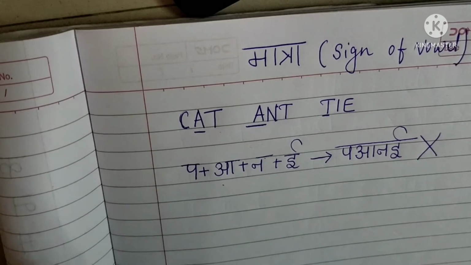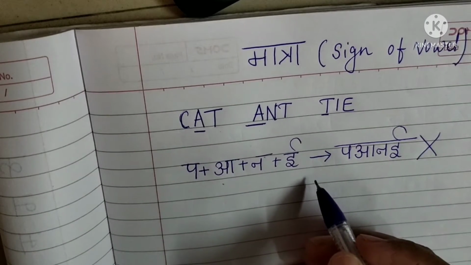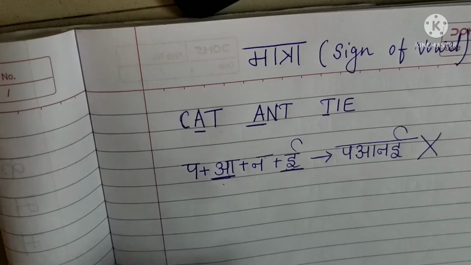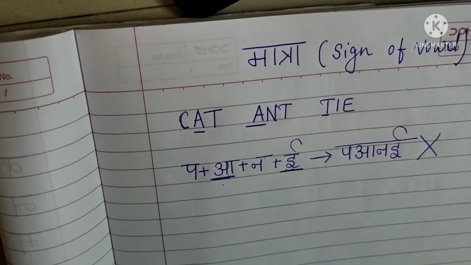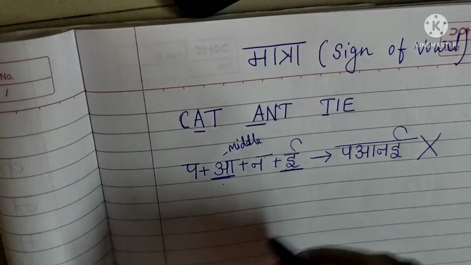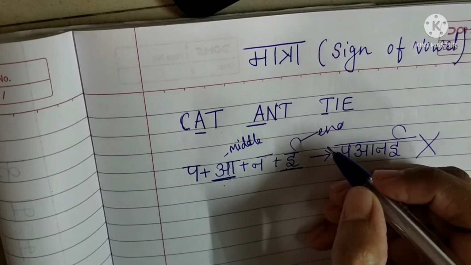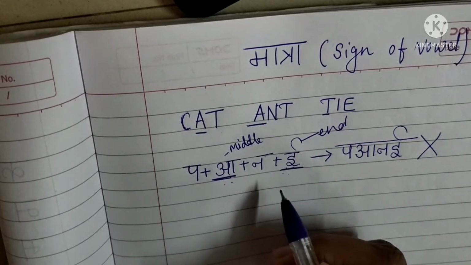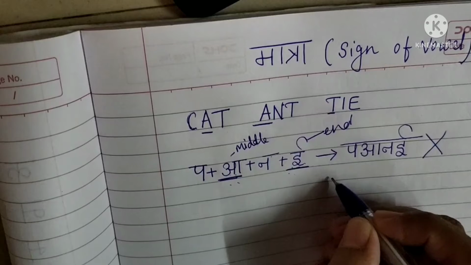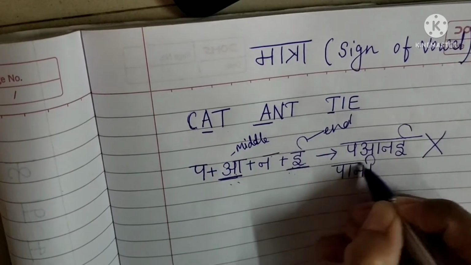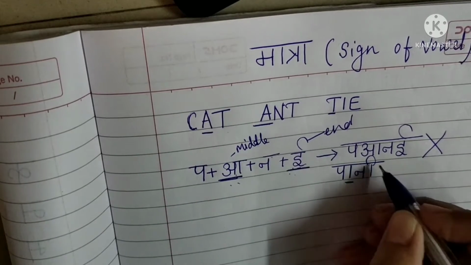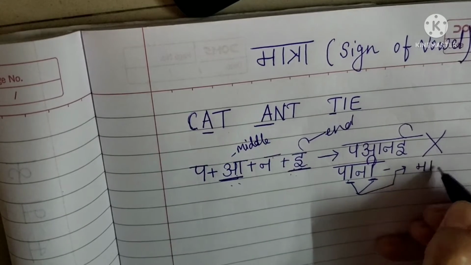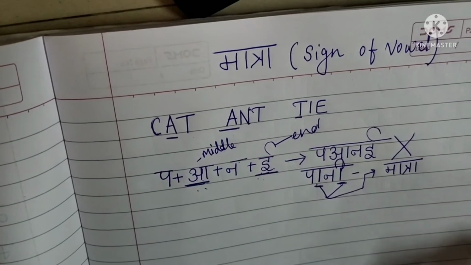Why? In Hindi, if you apply a vowel in the middle of the word or at the end of the word, for example here a is in the middle and e is at the end, you cannot apply the vowel as it is. You should apply the matra, or sign of the vowel. So the correct word pani is pa, a, na, e, where for a you are using only this sign, and for e you are using only this sign. These two signs are the matra. So matra is basically the sign that is used in place of a vowel.